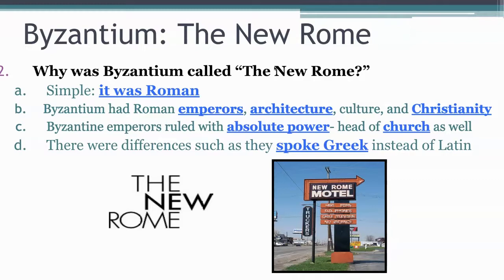Now, there are some differences. I mean, it definitely looks Roman, feels Roman, but it doesn't mean all aspects of it were Roman. So one of the main differences is in this part of the empire, they spoke more Greek. So they spoke Greek here instead of Latin.